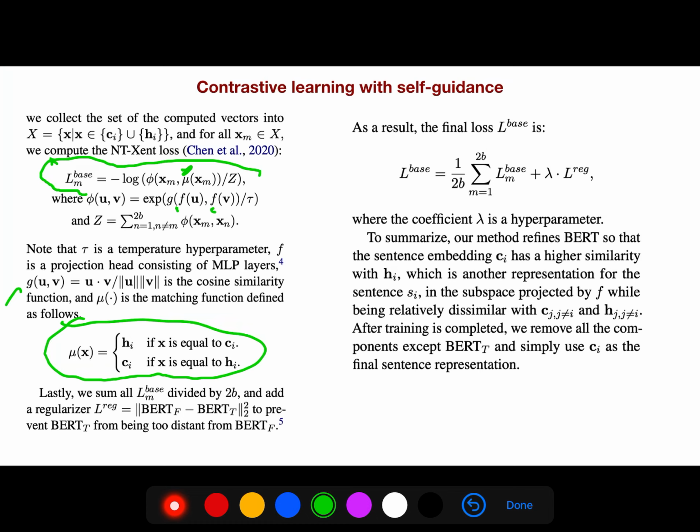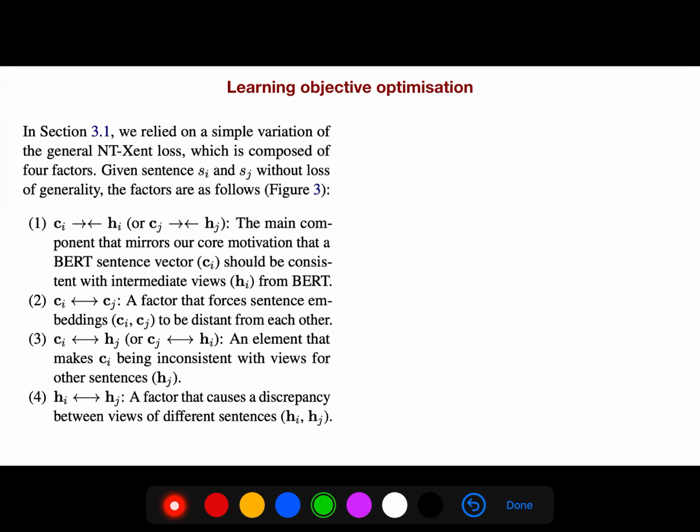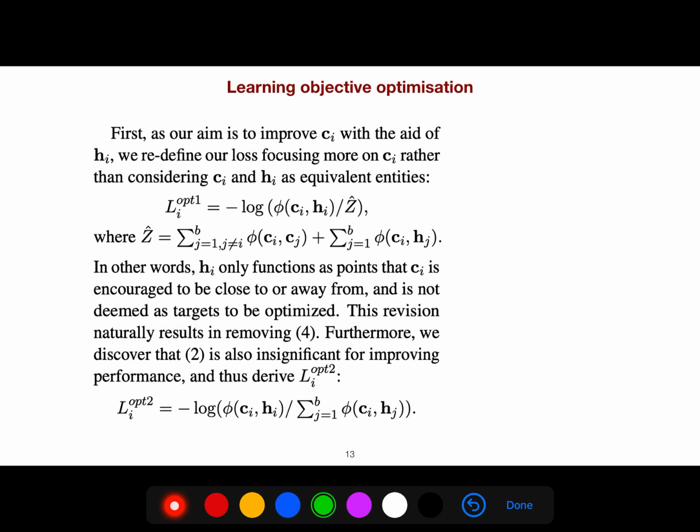The regularization is added to prevent BERT trained from being too distant from BERT fixed. As a result, the final loss is just the sum of the base loss and the regularization, and lambda here is just a hyperparameter. We rely on a simple variation, as our aim is to improve C sub i with the aid of H sub i. We redefine our loss, focusing more on C sub i rather than considering C sub i and H sub i as equivalent entities. H sub i only functions as points that C sub i is encouraged to be close to or away from, and is not deemed as targets to be optimized. This revision naturally results in removing the fourth term.